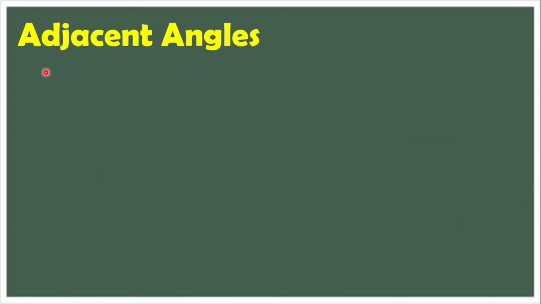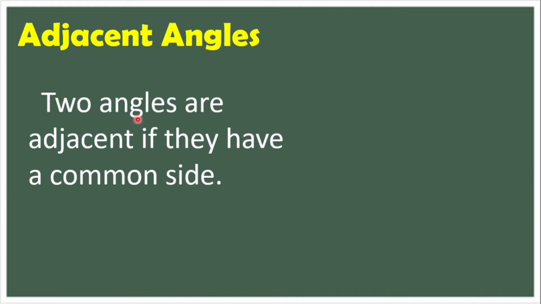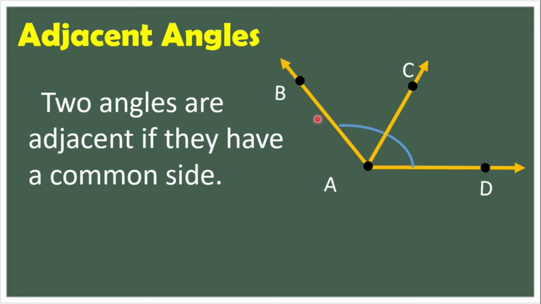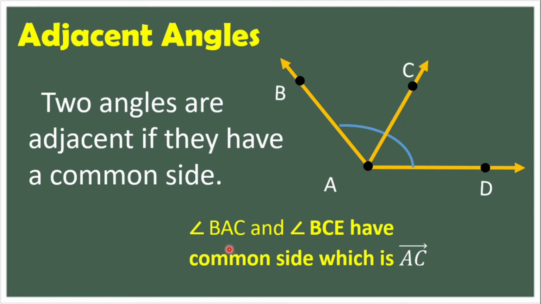Adjacent angles. Two angles are adjacent if they have a common side. So in this figure, meron tayong dalawang angles na angle BAC and angle CAD. Meron silang common side which is ray AC. So they are adjacent angles kung meron silang same common side. So angle BAC and angle CAD have common side which is ray AC. So therefore they are adjacent angles.